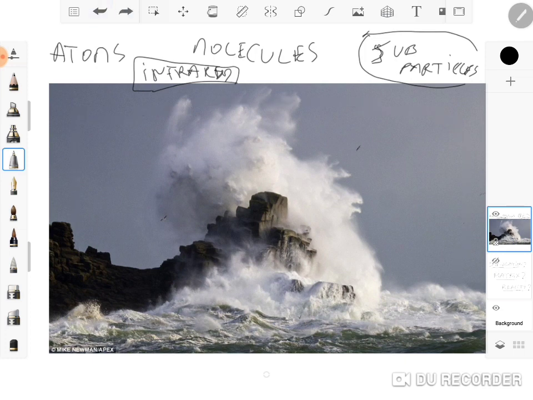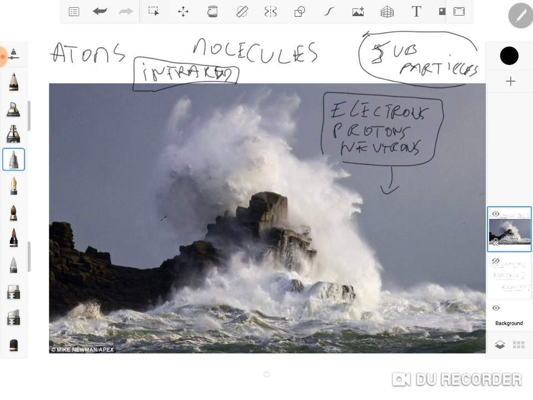Why? Because each of these elements contains the exact same subparticles. You have electrons, protons, neutrons, and they are inside each and every single molecule, each and every single atom that is composed of this scene. So this scene would just make no sense, absolutely no sense.